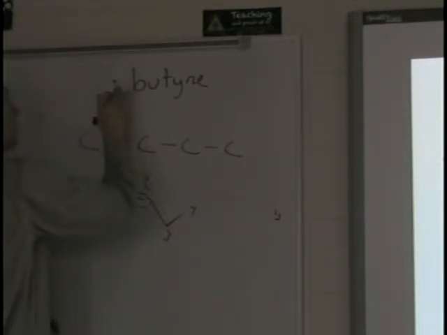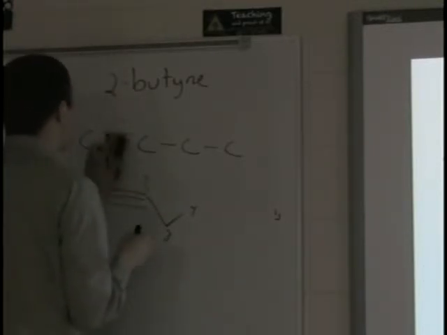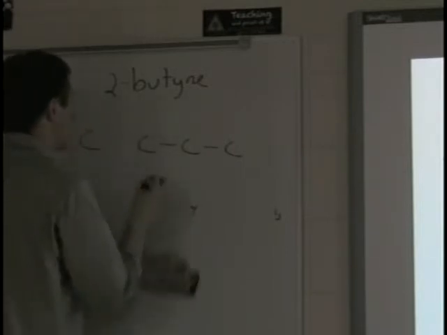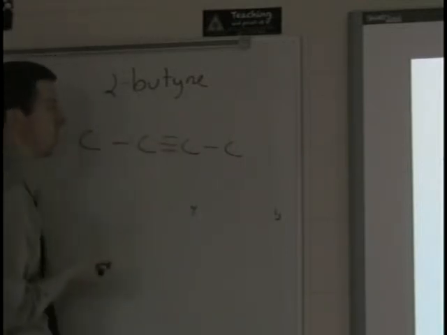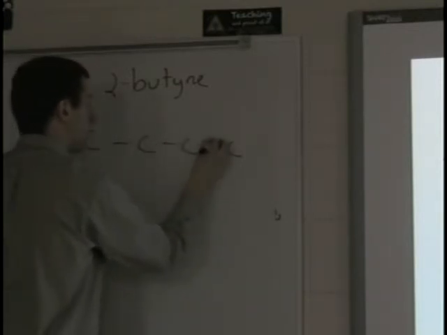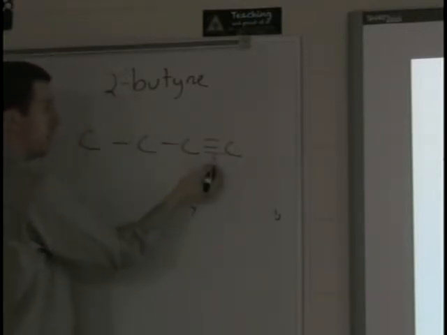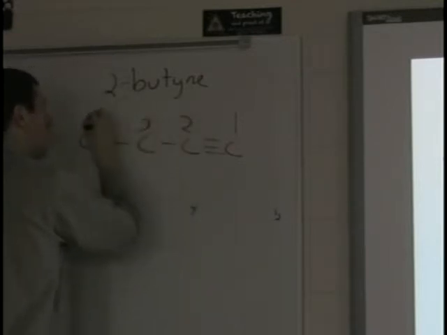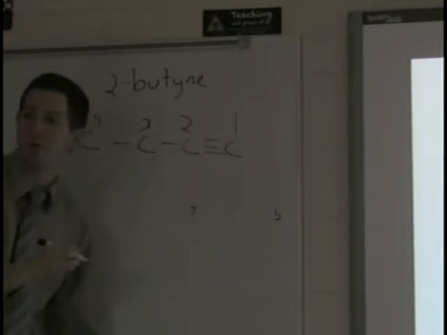If instead I called it 2-butyne, my triple bond would be on the middle carbon instead. I can't call it 3-butyne, because if the triple bond was here, I would start numbering in the opposite direction. It would once again be 1-butyne.